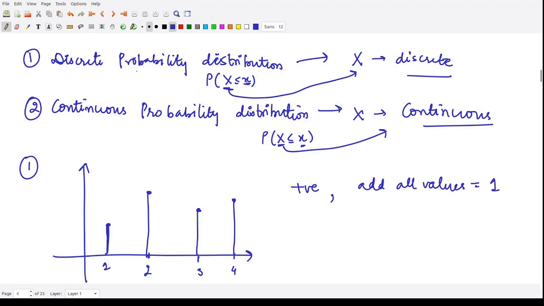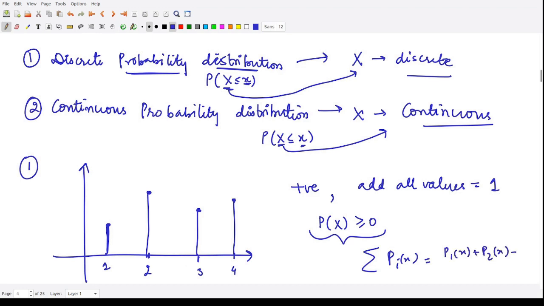Why? Because we are talking about a probability distribution. So all of these p of x are greater than or equal to 0, because the value of a probability is always greater than or equal to 0. Another thing, when you add up all these p_i(x), suppose we have p1 plus p2 plus p3 plus p4, you would have the answer equal to 1, because the sum of all probabilities is always equal to 1. So this is for the discrete case.